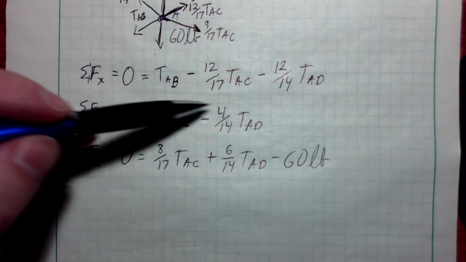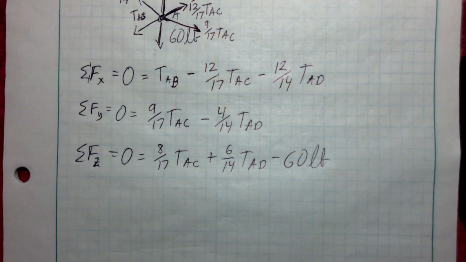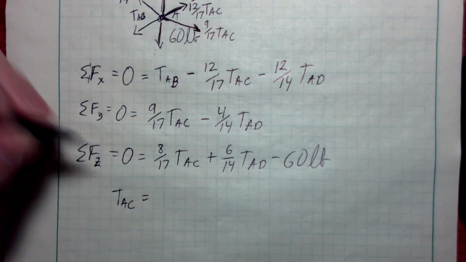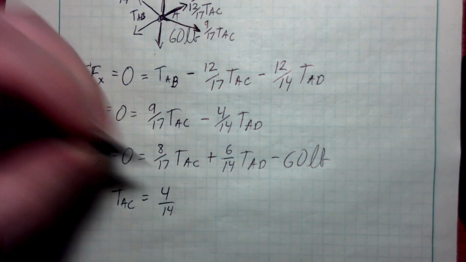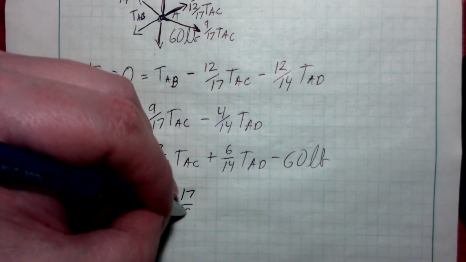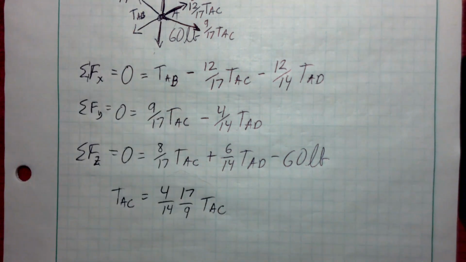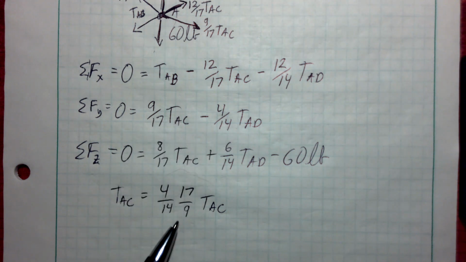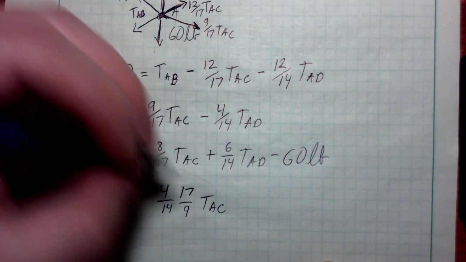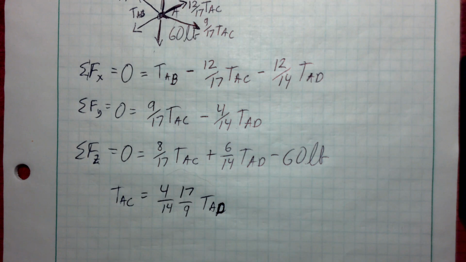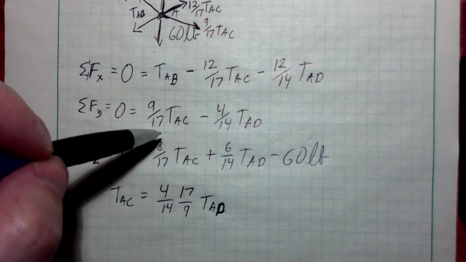I'm looking at this one. This has the 2 unknowns in it. I can put one unknown in terms of the other. So I would say T_AC is equal to, I've got 4 over 14 times 17 over 9 T_AD. You can convert that to a decimal if you like. Again, I've just solved for T_AC from this equation. This is what I get. T_AD, I apologize, I made a mistake. That happens. But because I was very clear about what I'm doing, it was easy to see the mistake. Yeah, so far so good.